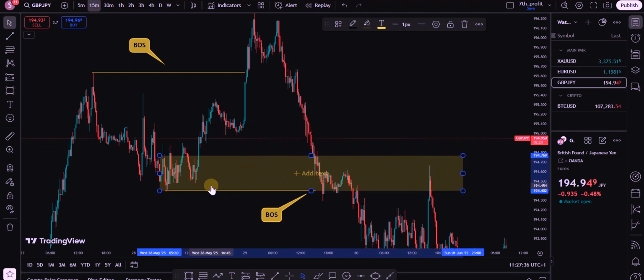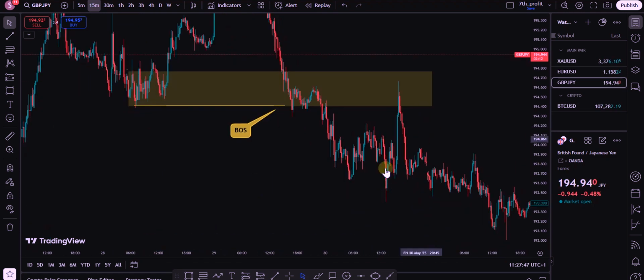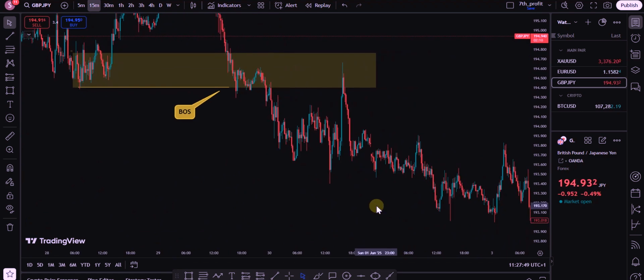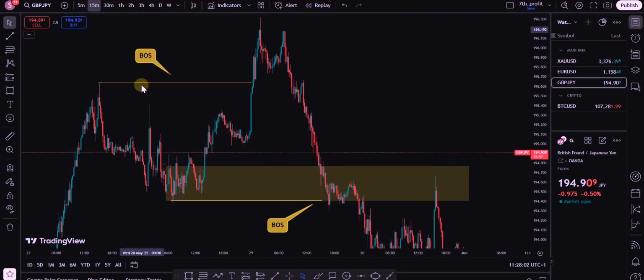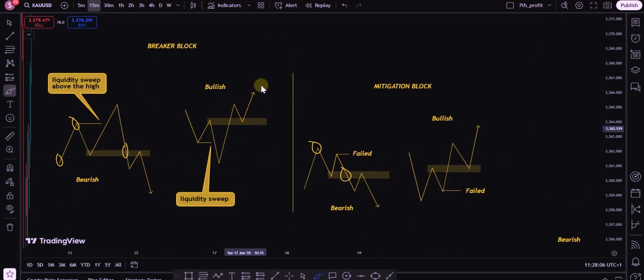I hope you are getting me. To the last down close candle, or a series of consecutive candles. You place your entry right there, then you target the swing low. As you can see how the market moves aggressively to the downside. That is for a bearish breaker block.